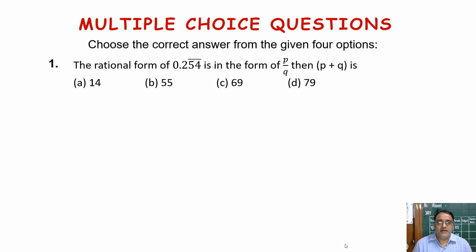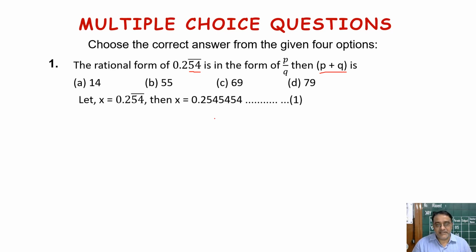The rational form of 0.254 with bar on 54, that means this is repeated, is in the form of p by q, then p plus q is what? So first of all, we have to convert it into p by q. So let x is equal to 0.254 with bar. 54 bar means we can write 54, 54, 54 like that. So we will repeat 3 times. Then dot dot dot.